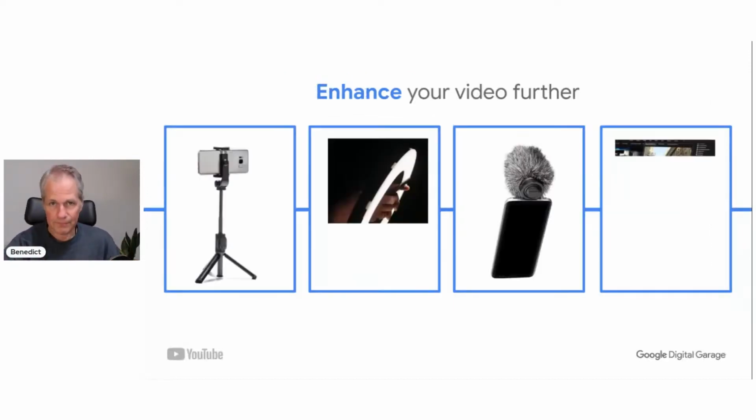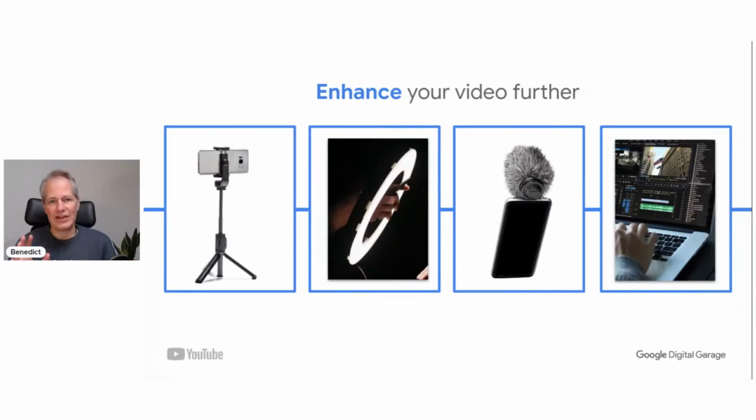So let's have a look at the actual pieces of hardware. Tripod, as I said before, a steady held camera is going to look more professional. Lighting, of course, there are lots of affordable LED lights. We do recommend LED lights.